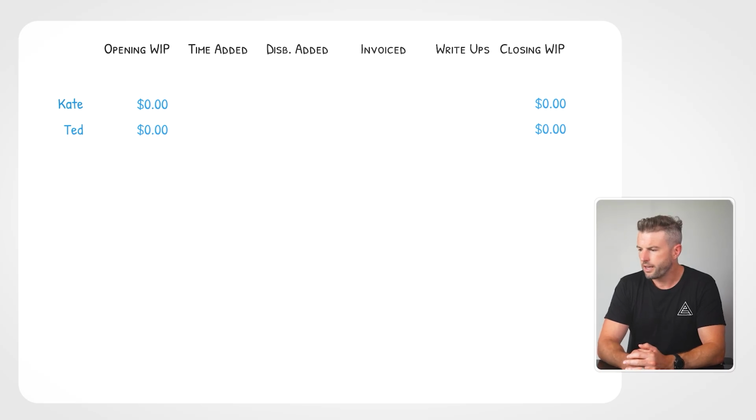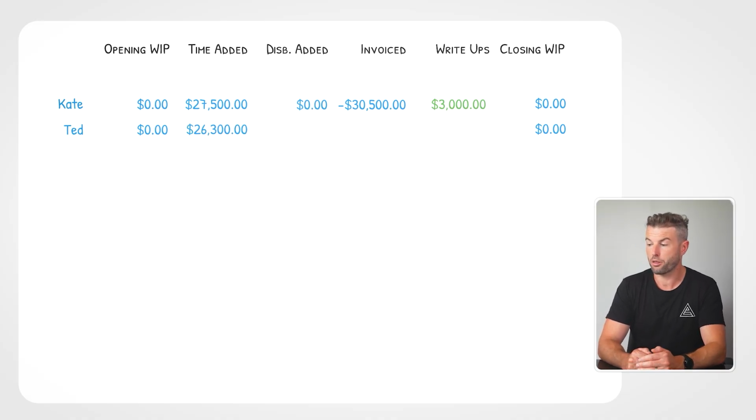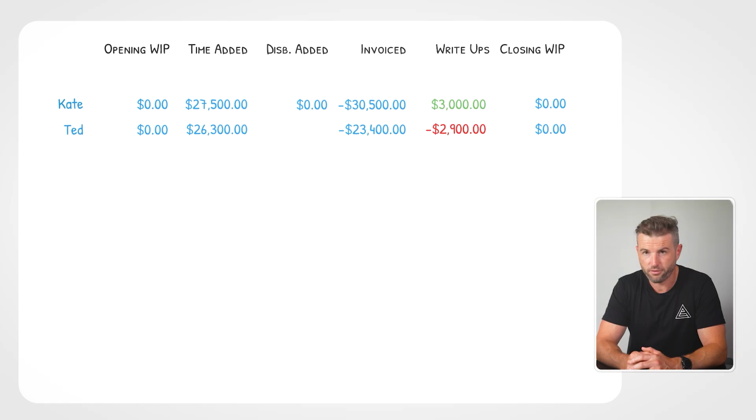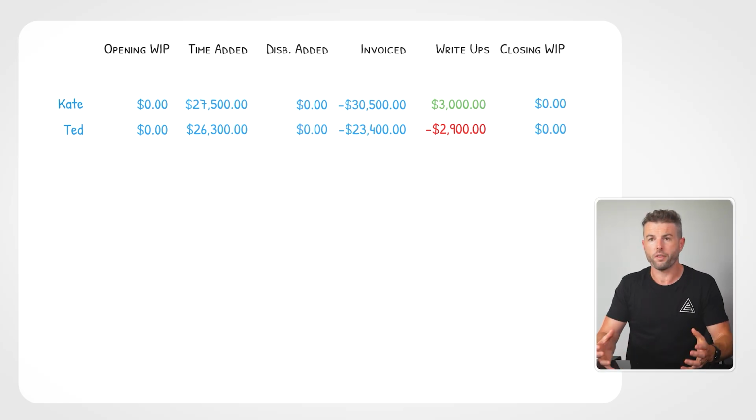So let's say Kate in this month added $27,500 of time to these jobs. We invoiced $30,500, so there was a $3,000 write-up, so she had good recoverability this month. Whereas Ted did $26,300 of time and only invoiced $23,400, $2,900 write-off on his jobs. So looking at this information, we could say that Kate had a good month, Ted didn't have such a good month, so we should talk to Ted about lifting his performance. But we want to dive deeper into these numbers to see what's going on.